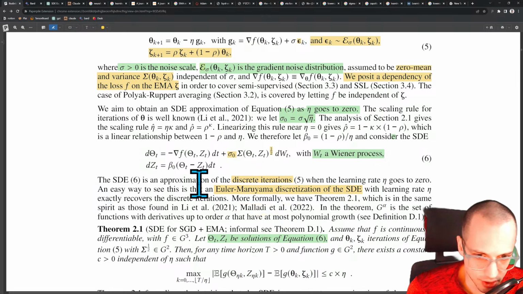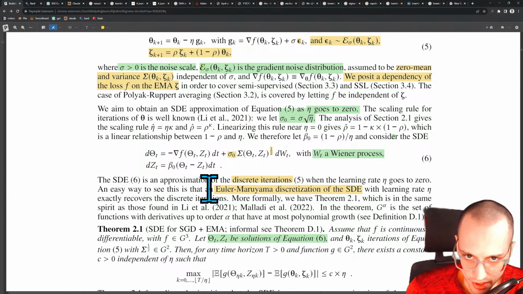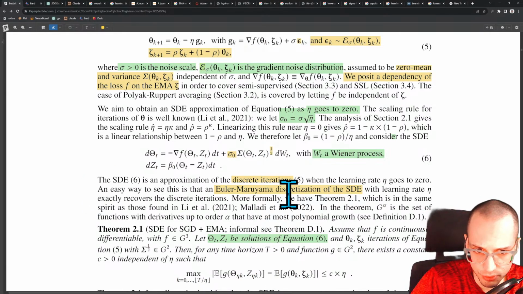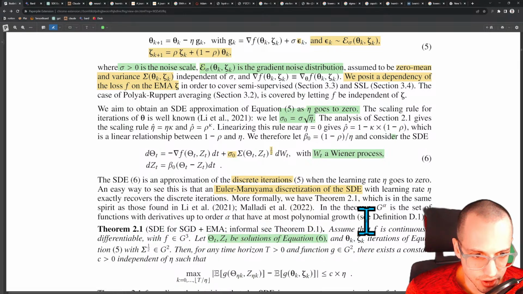So I'm sure if you went and looked this up, there'd be some medieval history paper where they showed how to solve an SDE in discrete iterations. More formally, we have theorem 2.1, which is in the same spirit as those found in this. In the theorem, G^alpha is the set of functions with derivatives up to order alpha that have at most polynomial growth.